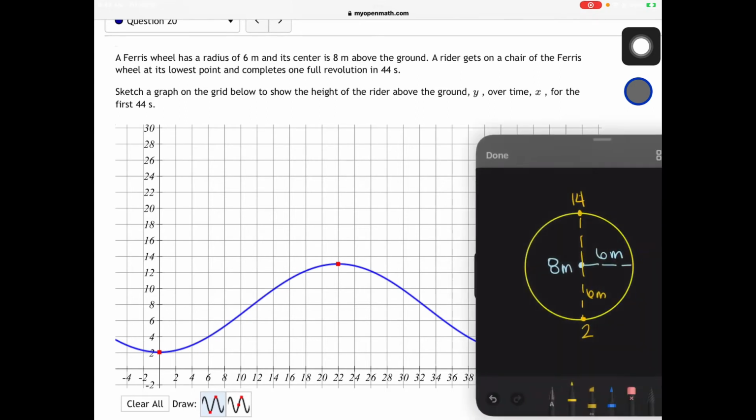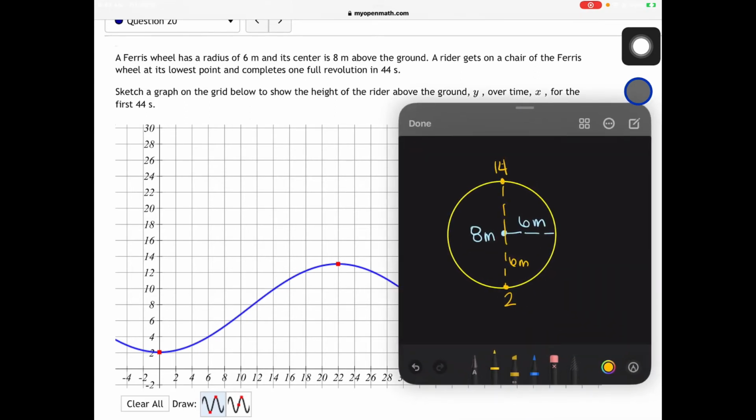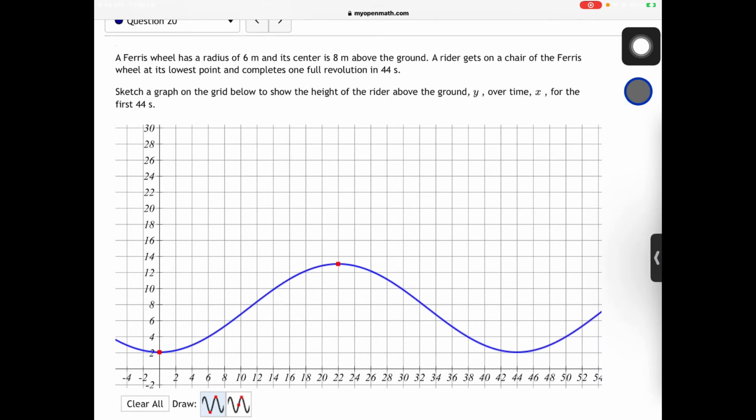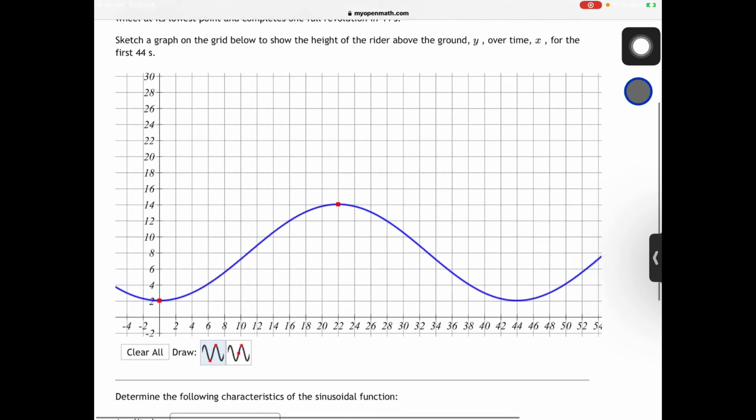Now, as we just said, the highest point is 14. So I need to make sure that I'm at 22, 14. So here I have my lowest point 2, my highest point of 14, and I have it completing one full revolution in 44 seconds. So this is the graph.